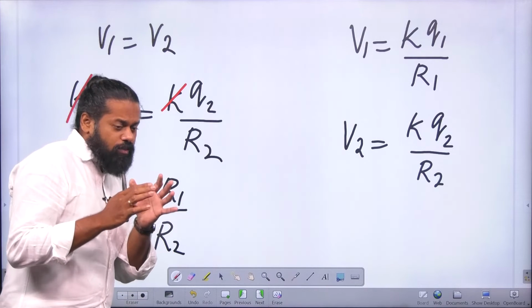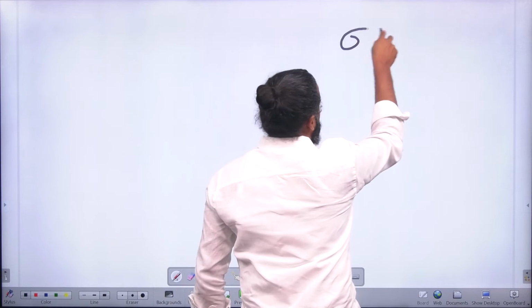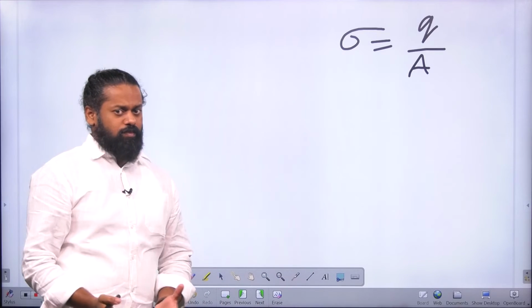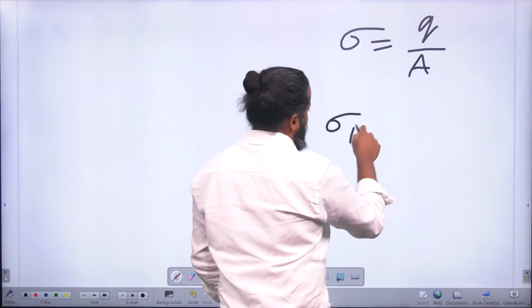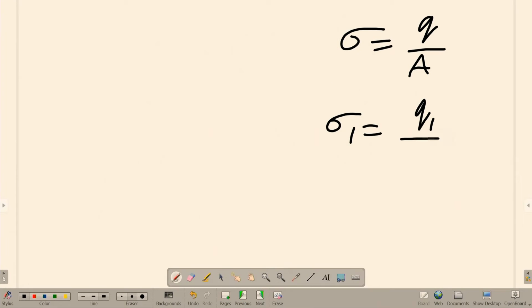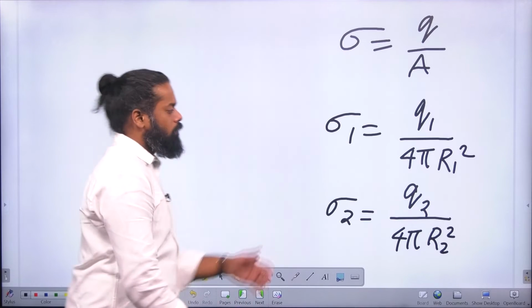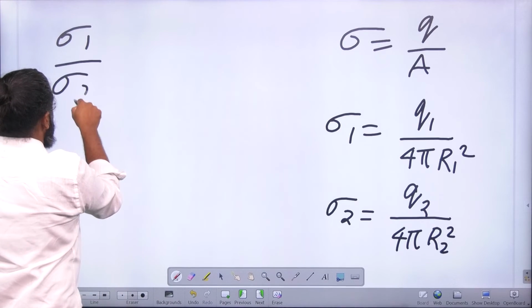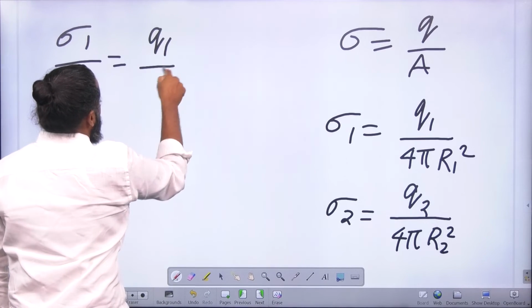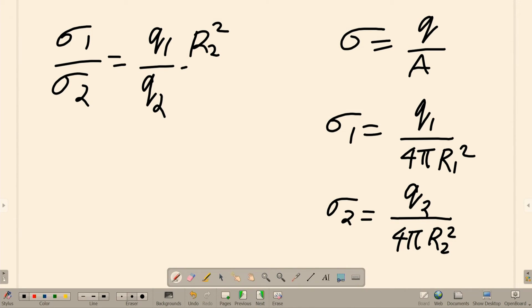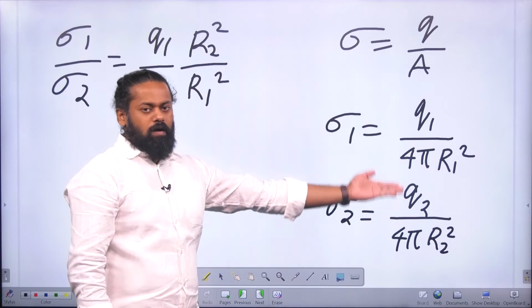Now let us go to the surface charge density. Surface charge density is defined as sigma equals charge divided by area. In our case, we have a spherical surface, so area is 4 pi r square. So sigma 1 is equal to Q1 divided by 4 pi r1 square. Similarly, sigma 2 is equal to Q2 divided by 4 pi r2 square. Let us take the ratio, sigma 1 by sigma 2. It is going to be Q1 divided by Q2, and 4 pi will cancel out, so r2 square divided by r1 square.